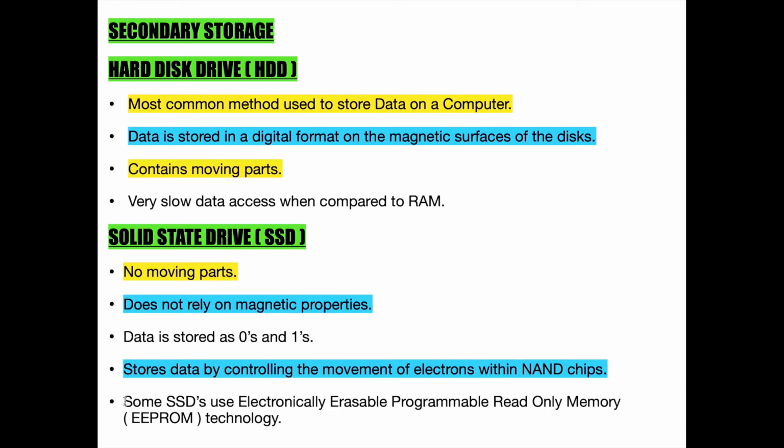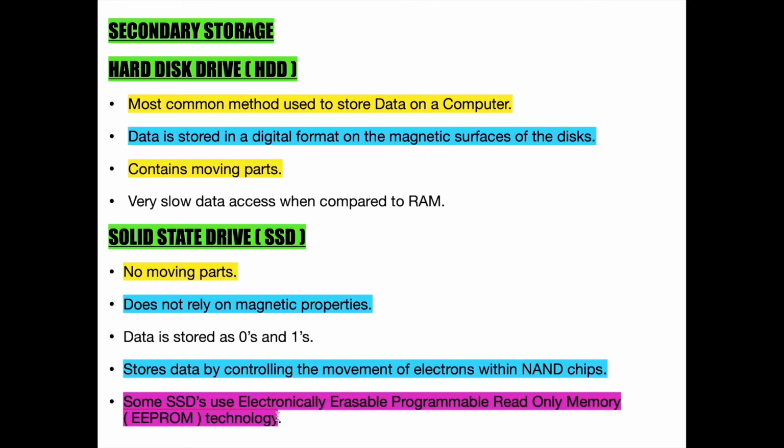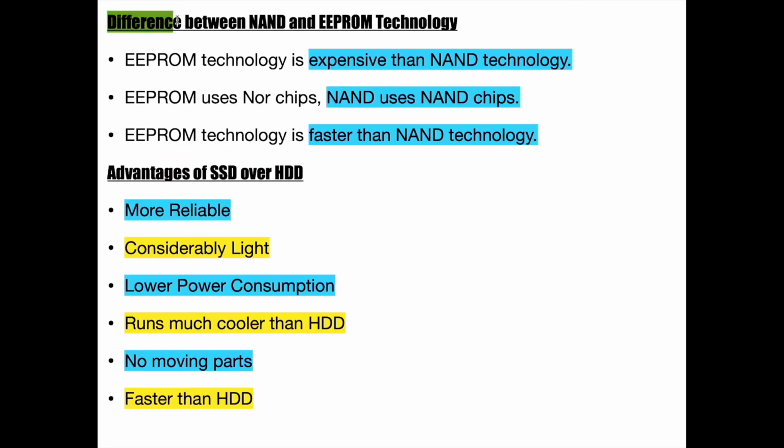Some SSDs use EPROM technology instead of the NAND technology. The EPROM technology has several differences when compared with the NAND technology. EPROM technology is more expensive than the NAND technology. EPROM uses NOR chips while NAND uses NAND chips. EPROM technology is faster than NAND technology. Well, these are the major differences between these two types of technologies.